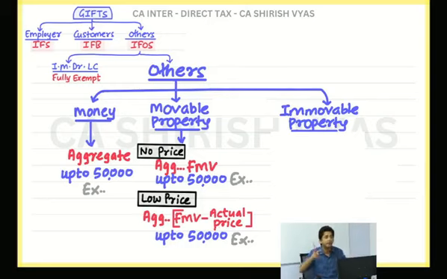So what you did? 90 minus 20. So 90 is the FMV, 20 is the actual price. That's what I have written there. And there, why aggregate? Because similar transactions have to be totaled up.